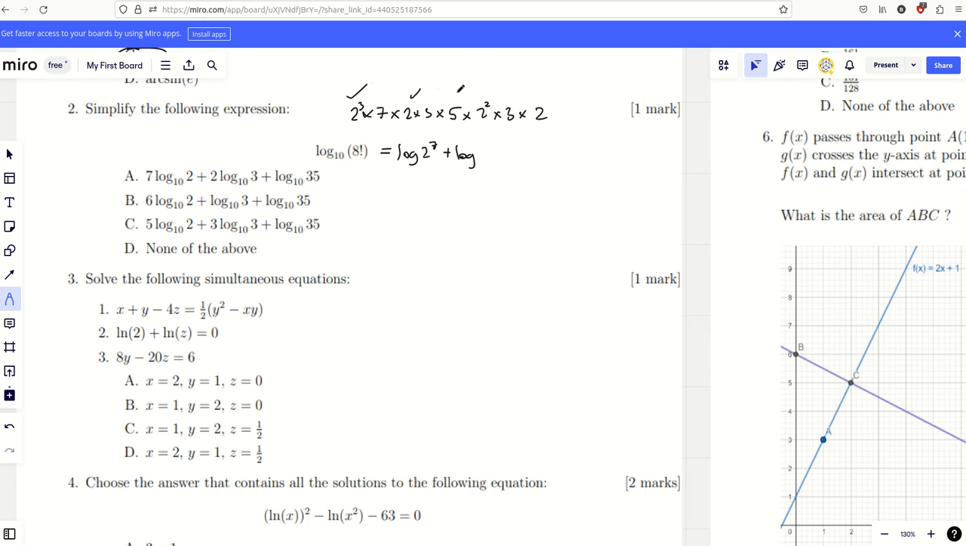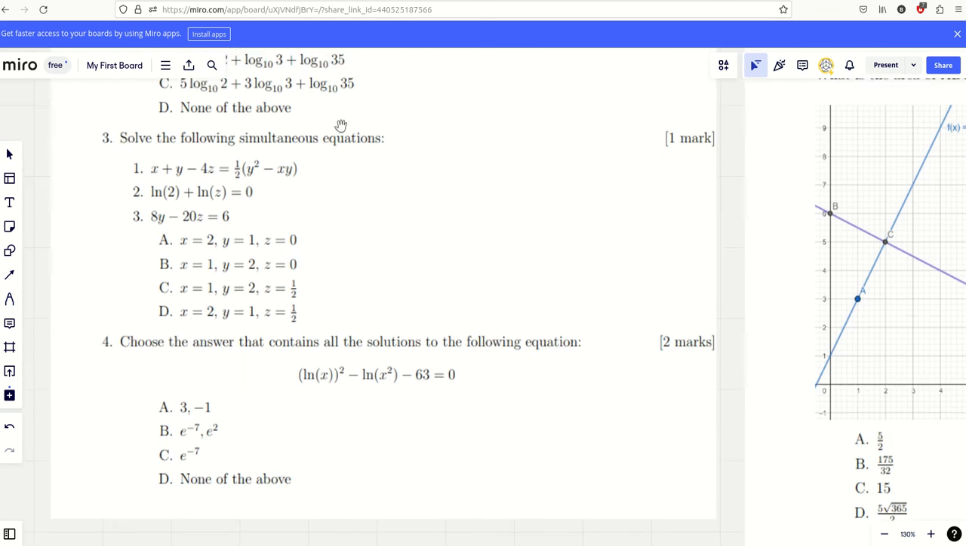The 2's, give them a tick. You need 3's, and there's 2 3's, so that's 3 squared. That's the 3's dealt with. And then you've got 7 and 5. Well, that's log, 7 times 5 is 35, so that's log 35. From that, I can just see it's going to be A. Yeah? Okay, right, that's good.